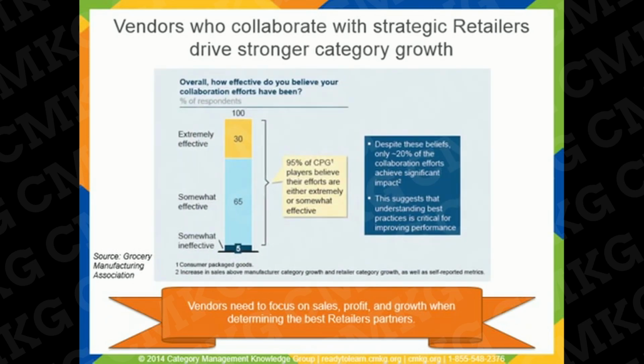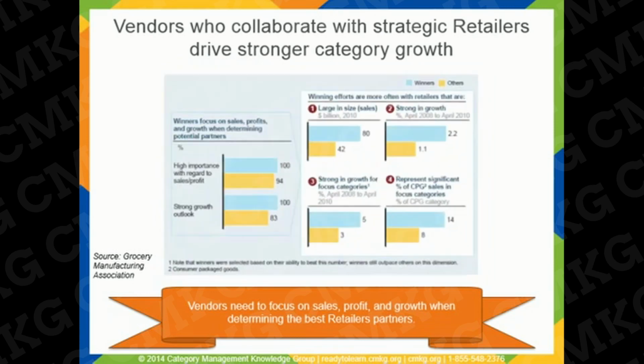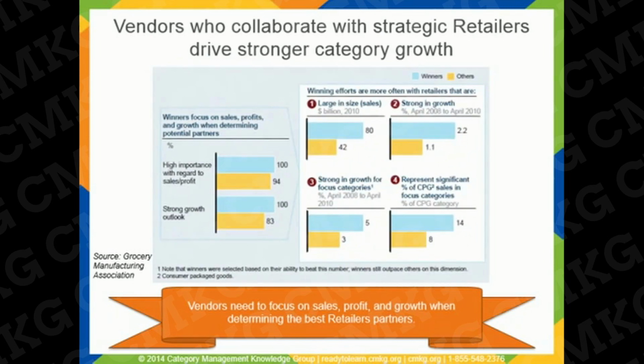According to a study by the Grocery Manufacturing Association, consumer packaged goods companies who collaborate with strategic retailers delivered stronger category growth than their competitors. Vendors need to focus on sales, profit, and growth when determining the best retailer partners. By selecting a wider range of retailers, vendors increase their chances to succeed.